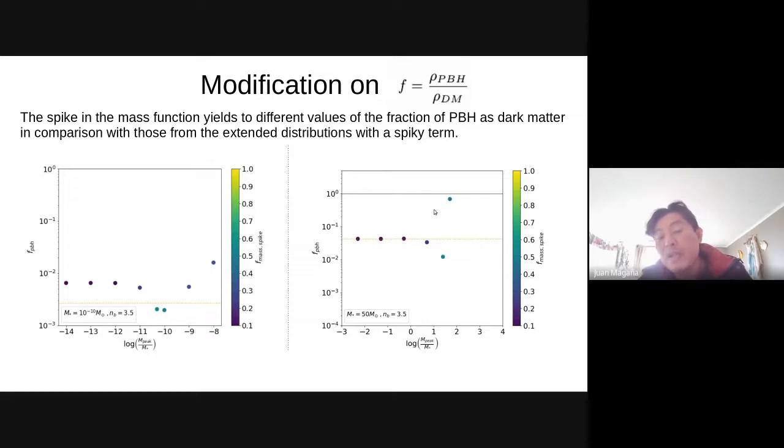But if we put the peak mass very close to the characteristic mass m star, I obtain that this quantity F PBH increases up to almost 1. That means all the dark matter in the universe can be composed of primordial black holes.